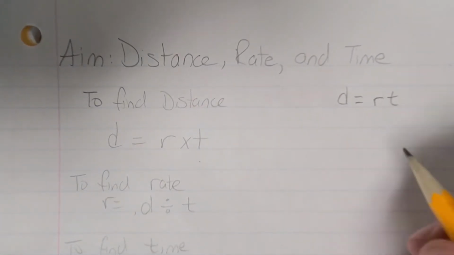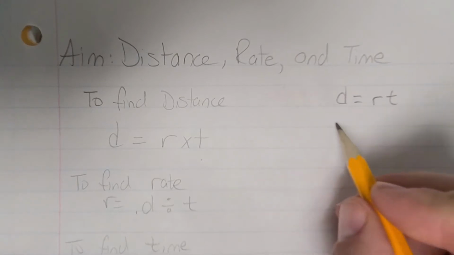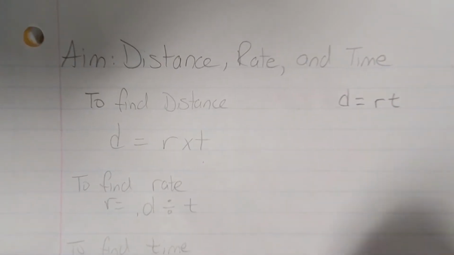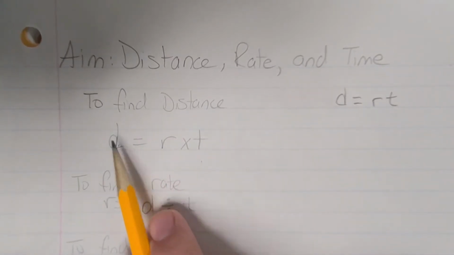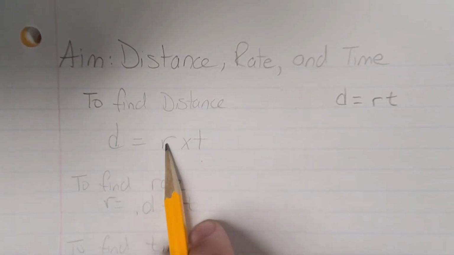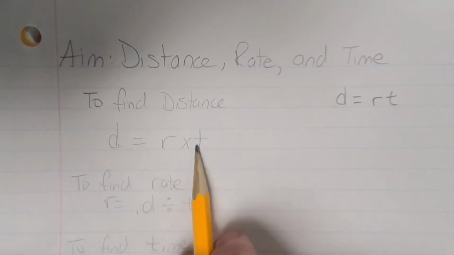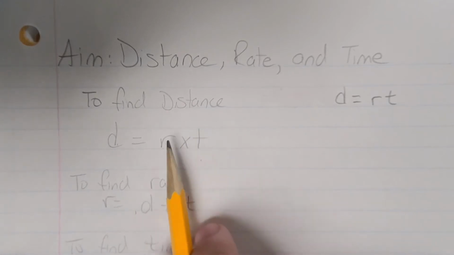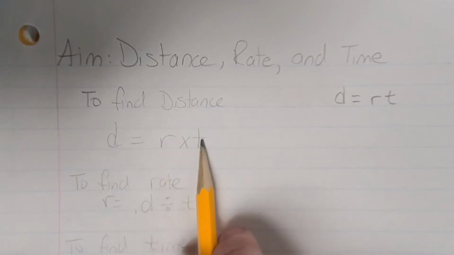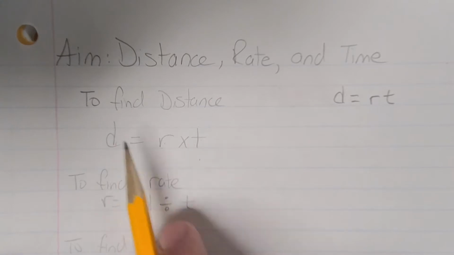which also then would have us get, for this one at least, D equals RT. This would mean that if I'm looking for a distance, I would take the rate, which would be like miles per hour or feet per second, and multiply it by the time. So if I was traveling at 50 miles an hour for 2 hours, I would do 50 times 2 to get my distance of 100 miles.